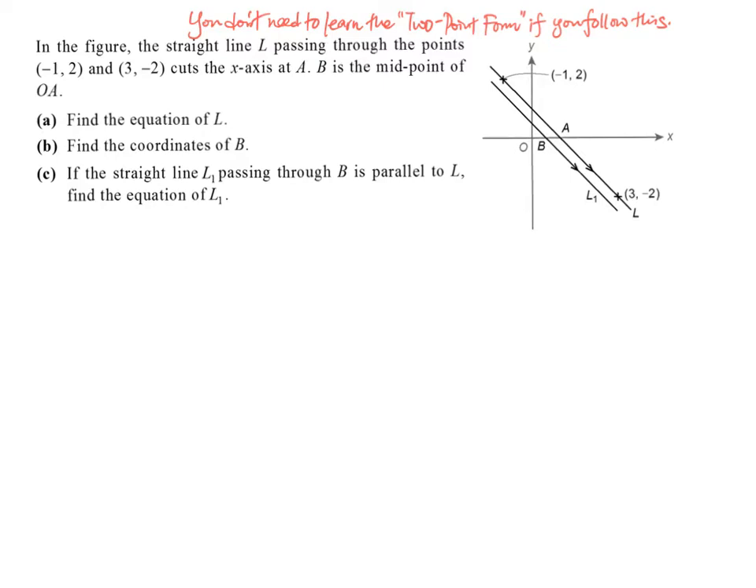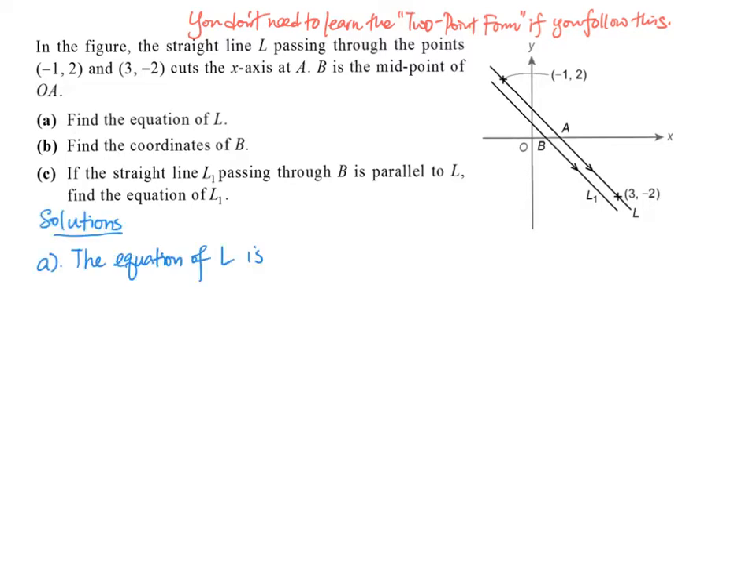So in this figure, we have a straight line L passing through this point and this point, and it cuts the x-axis at point A. So this is point A. B is the midpoint of OA. Okay, so it's pretty obvious here. Okay, so part A, find the equation of L.